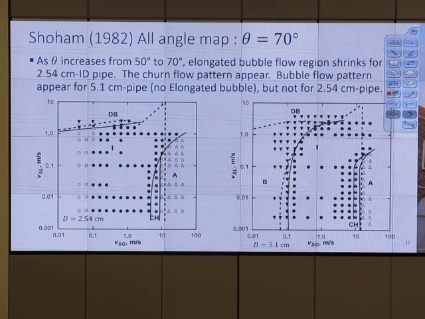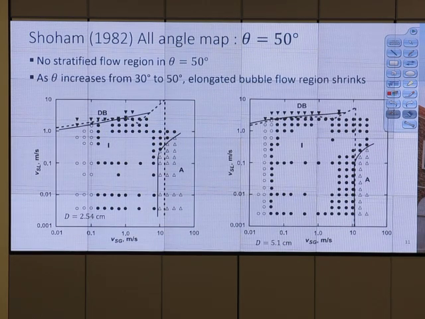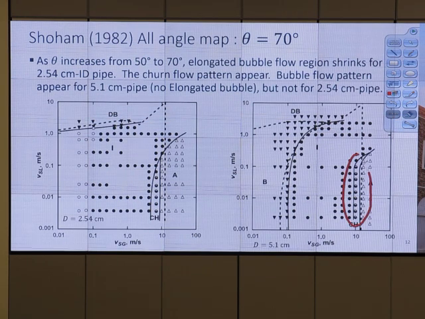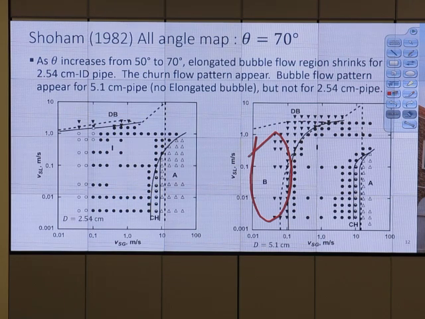70 degree. Take a look at this. See this part? No churn flow. 70 degrees, we have churn flow. And we have capital B. Arya, what is capital B? Bubble flow. Does it tend to occur in a large pipe or small pipe? Large pipe.